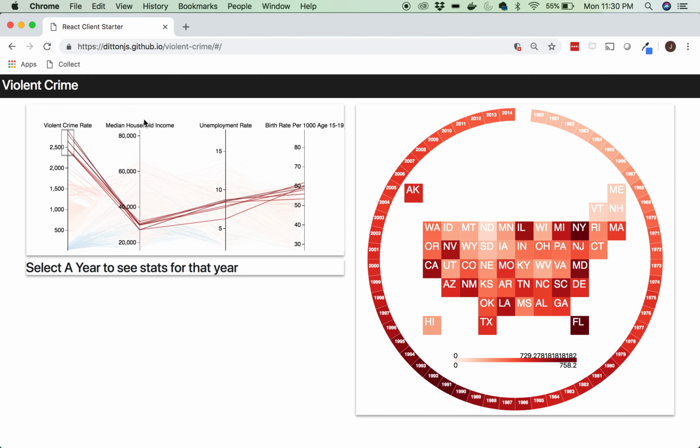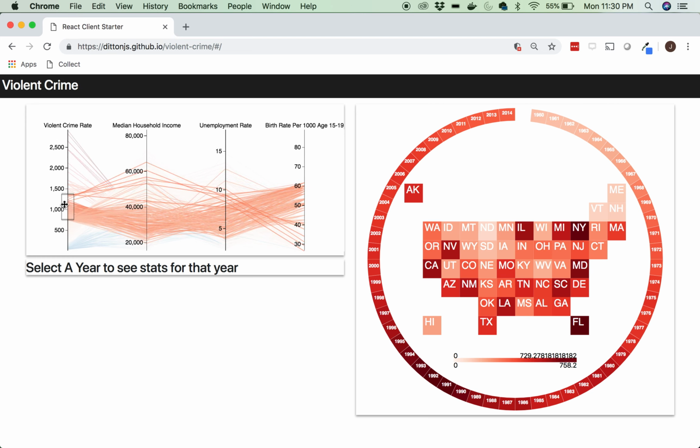But we can rearrange these columns. We can see that high violent crime typically is related to a low median household income. So we can see that those that have lower violent crime rates have a higher median household income.